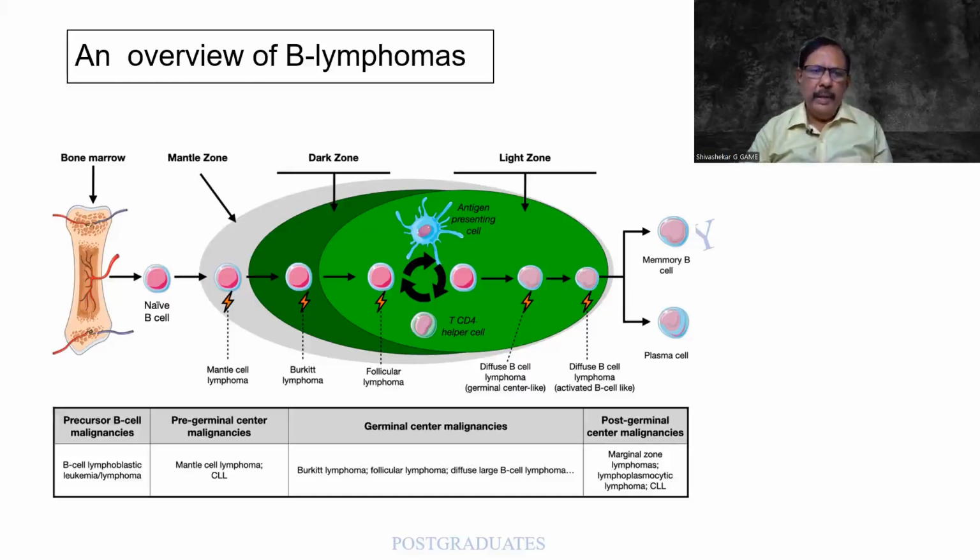For example, mantle zone lymphoma and Burkitt's lymphoma can all lead to a follicular lymphoma. Finally, the B cell matures, one of which goes in for memory, the other matures into a plasma cell and antibodies, for which function the lymph node is there. This table gives you a beautiful origin of the various types of lymphomas. Have it in one corner of your mind.